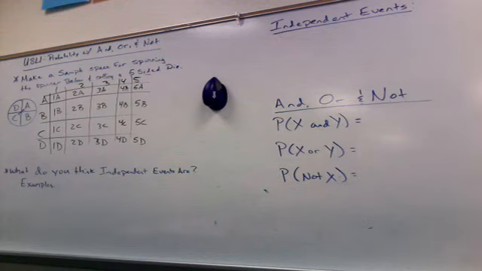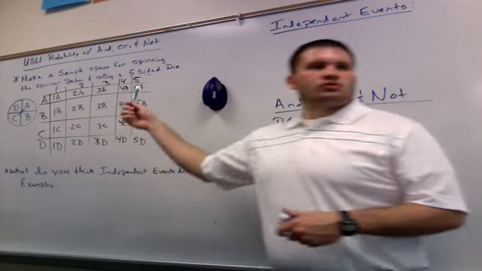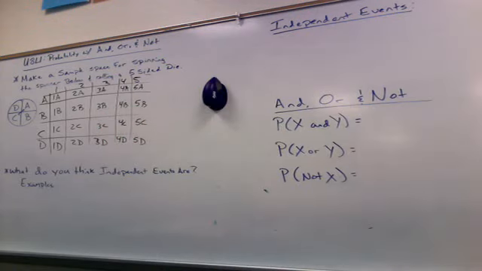Now, what's the probability of rolling a 3 and spinning a B? 1 out of 20. 1 out of 20, right? Because 3B happens once, and there's 20 total. Right? So the probability of rolling a 3 and spinning a B is 1 out of 20. Does that make sense? Kind of a recap of last time?